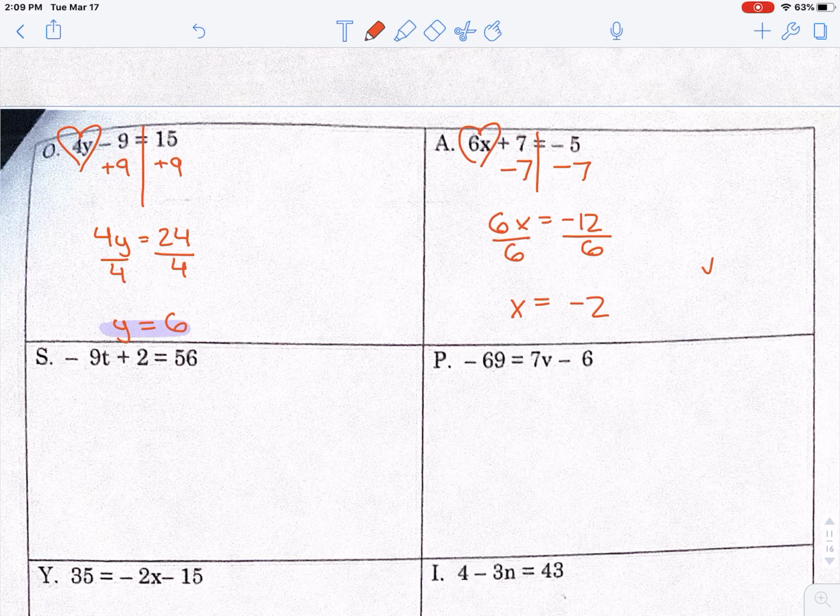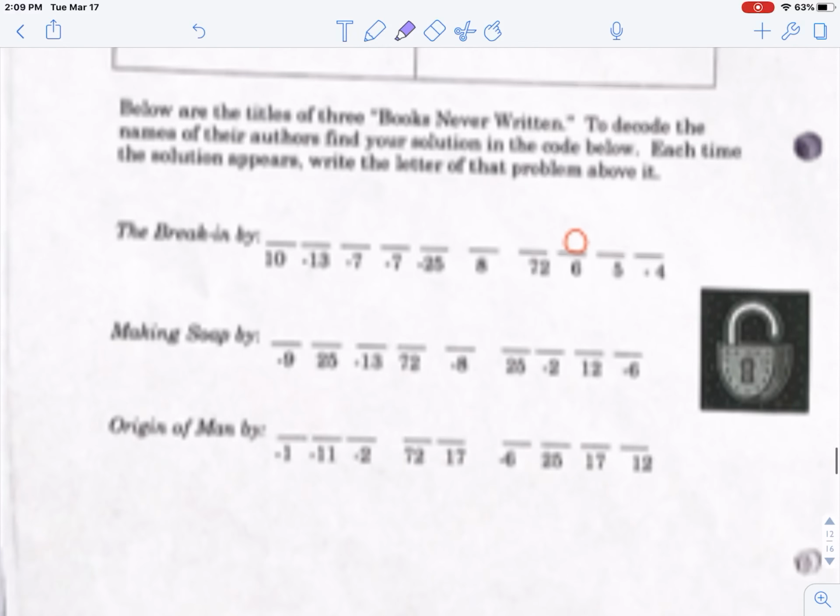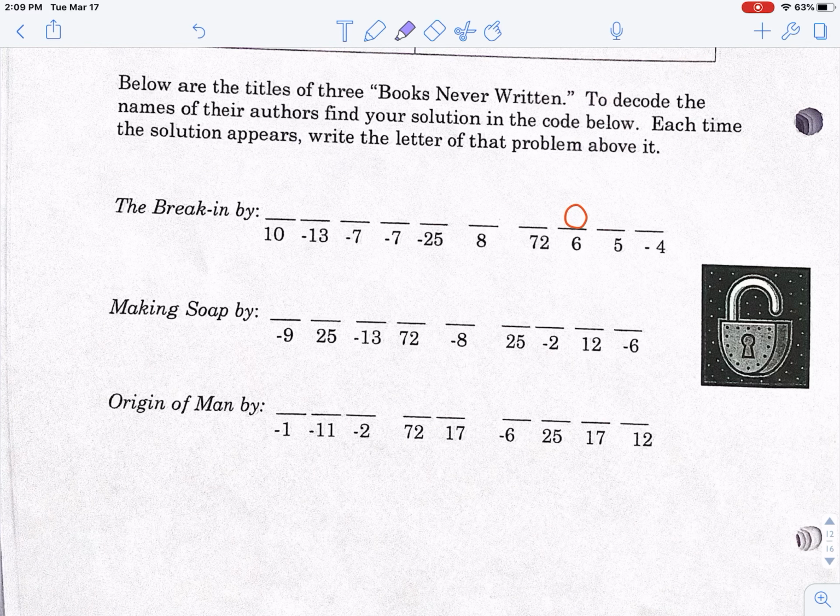And remember, to check, we could say, is negative 2 times 6 negative 12? Yes, it is. Okay. So again, we got box A was negative 2. So scrolling back down here, negative 2. Here is where an A should go, and also here in the middle.